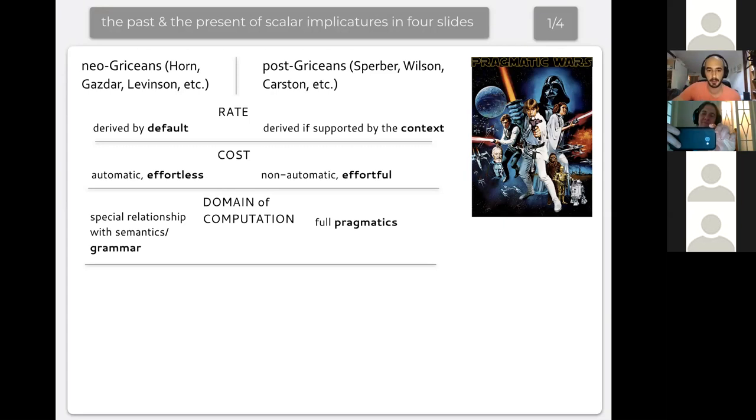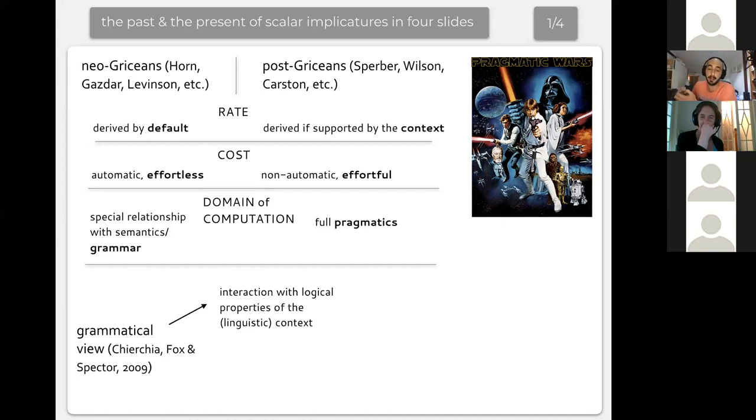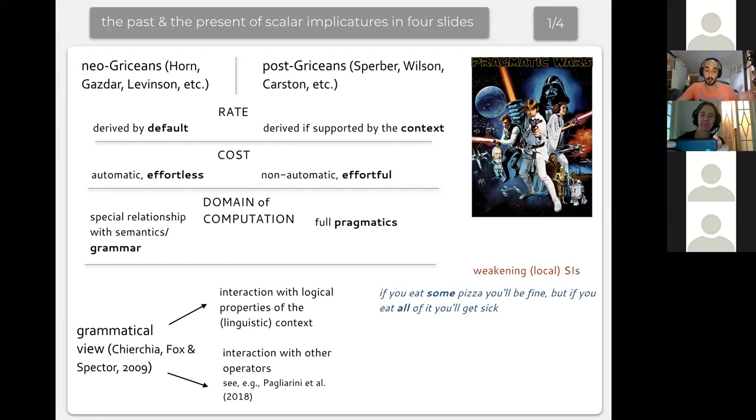Lately, there was an influential work by Chierchia, Fox, and Spector, who noticed that actually these scalar triggers and these scalar items interact with the logical properties of the linguistic context. So, for instance, you can have weakening implicatures instead of strengthening implicatures, and also they interact with other operators in the sentence. Look at, for instance, the nice paper by Elena.